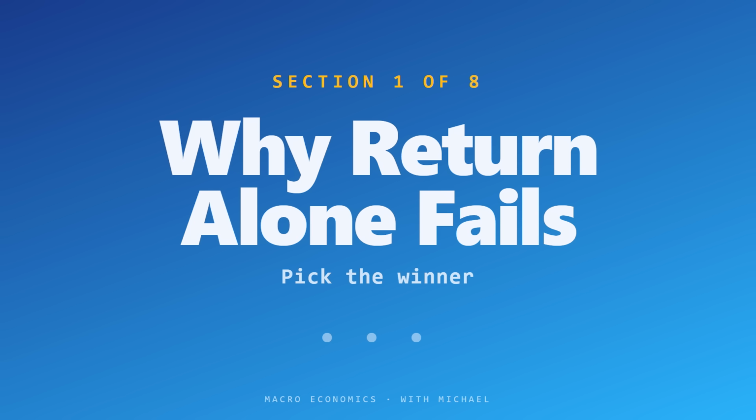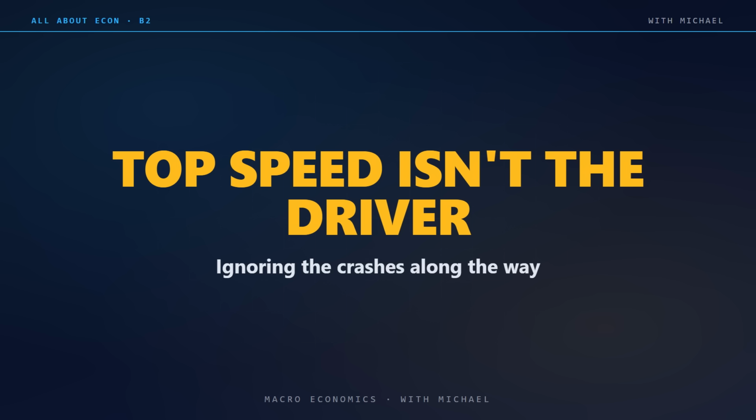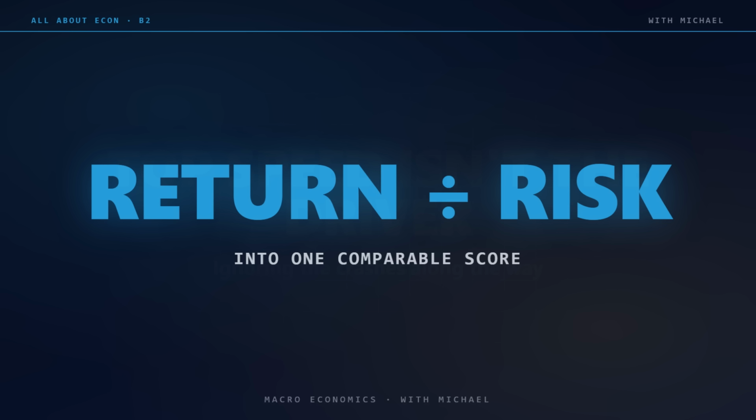As we saw last time, a high return achieved by taking wild risks is not the same as a high return earned safely. Comparing funds by return alone is like ranking drivers only by their top speed, ignoring how many crashes they had along the way. To pick the true winner, we need a way to put return and risk together into a single, comparable score. That is precisely what performance ratios do.